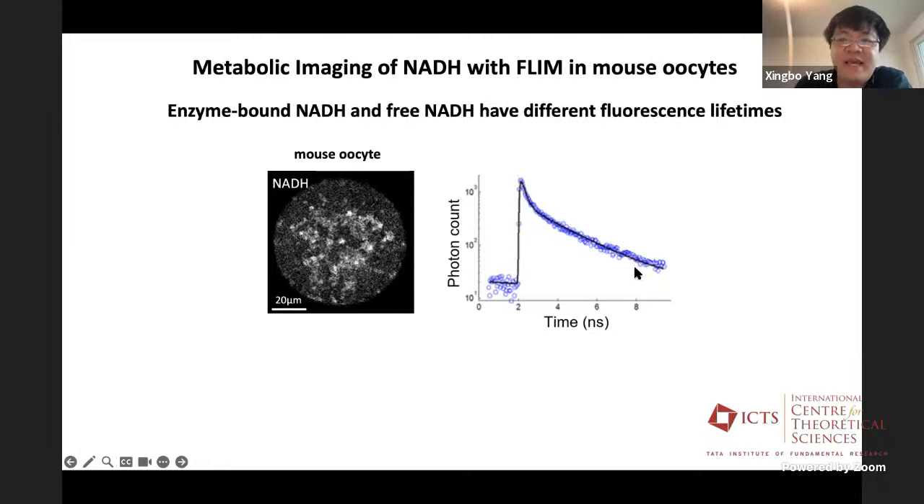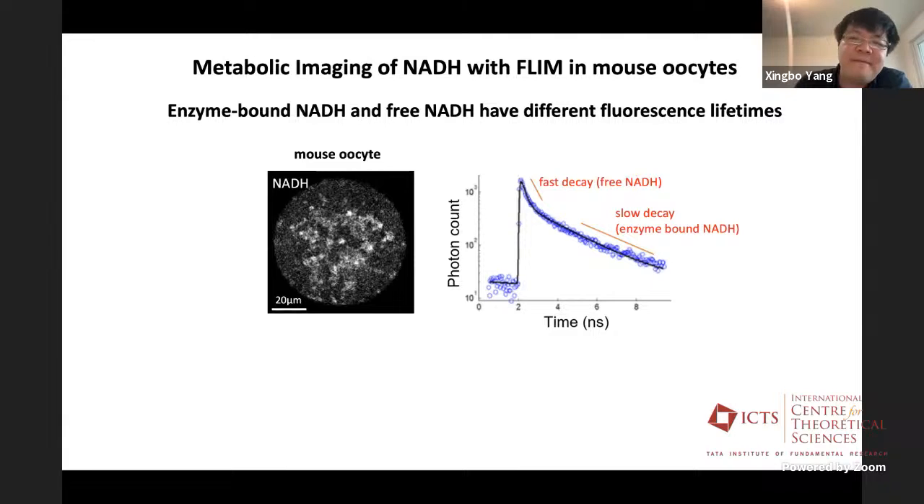But in addition, you have this decay curve, right? For this decay curve, I just averaged over the whole image, and that's the decay curve of all the NADH molecules excited in this cross section. So that gives you an average information of this plane of the oocyte.